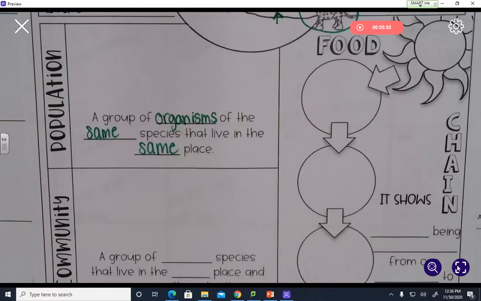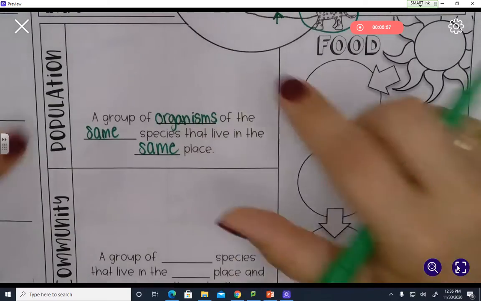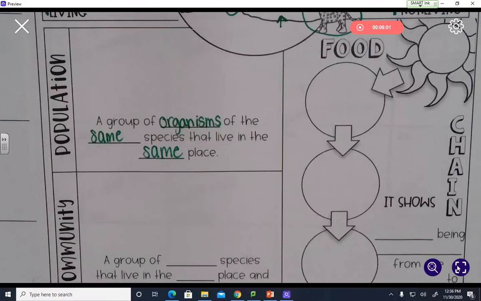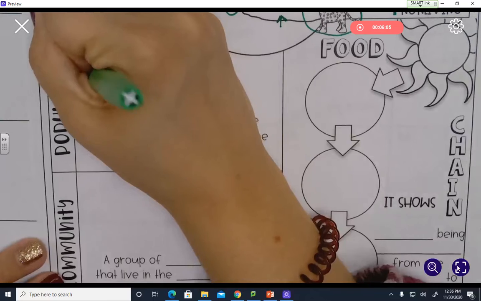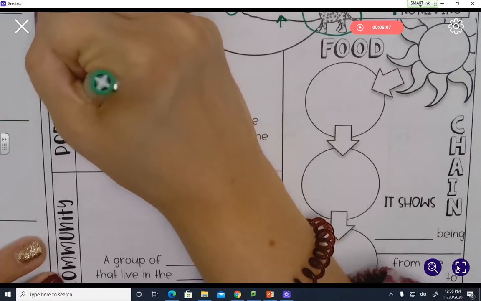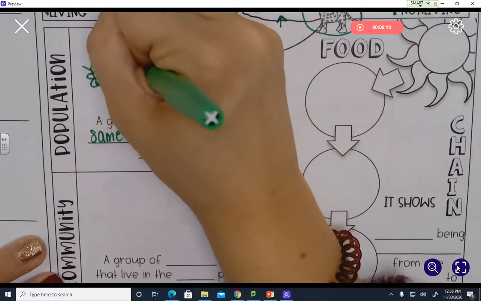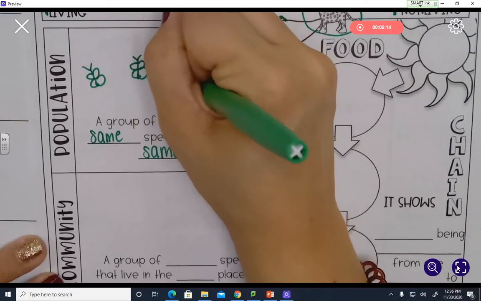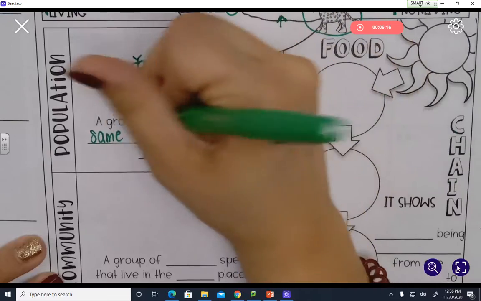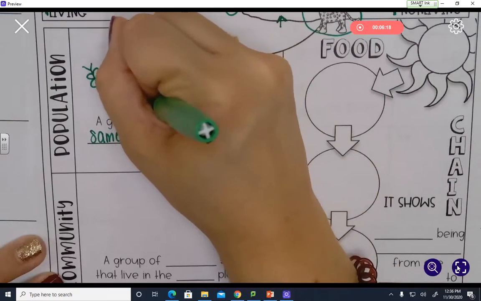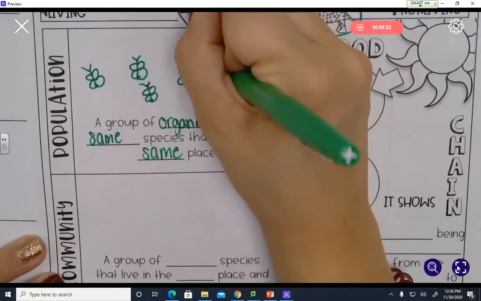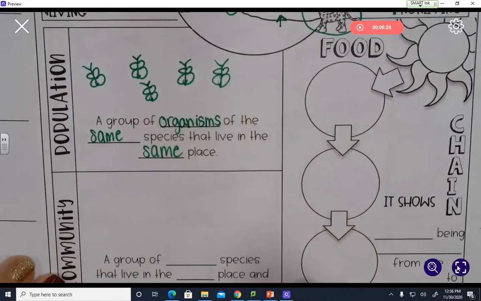So you can either draw a picture or you can write examples of it right up in here. I'm not a very good artist. I cannot draw very well. So I'm going to draw some butterflies. That is my group of the same species living in the same place.